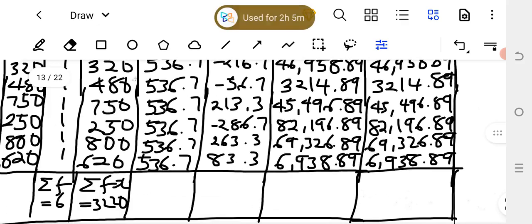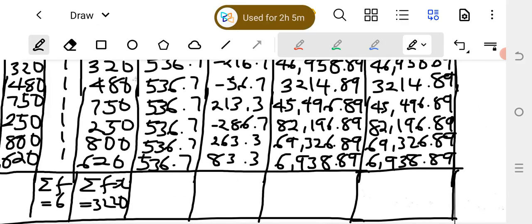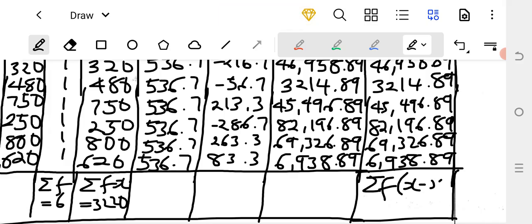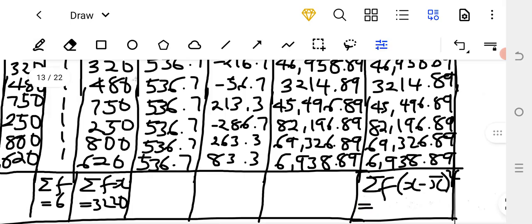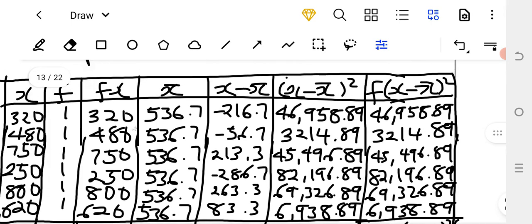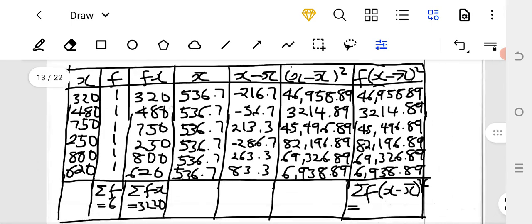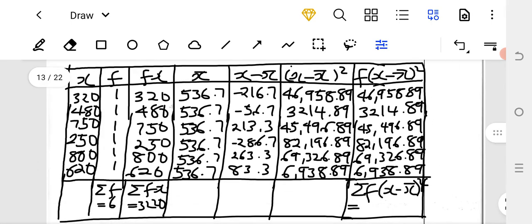And then the final thing to write in this column would be the summation of f times x minus x bar, which has to be squared, is equal to the final answer we'll find when we add all the values here. So this is how the table method is looking thus far.